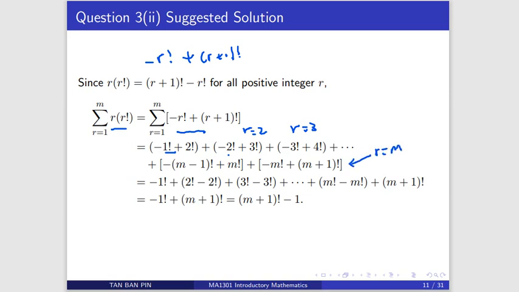And then observe your cancellation. 2 factorial minus 2 factorial cancel. 3 factorial minus 3 factorial cancel. So all the intermediate terms cancel. You should be left with minus 1 factorial and (n plus 1) factorial. So that's why it's minus 1 factorial plus (n plus 1) factorial. So it's actually (n plus 1) factorial minus 1.